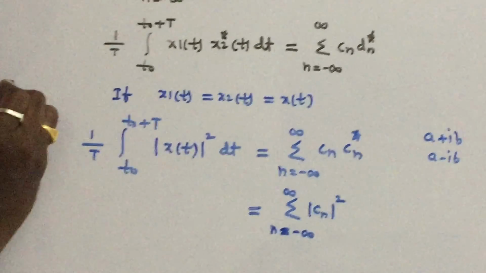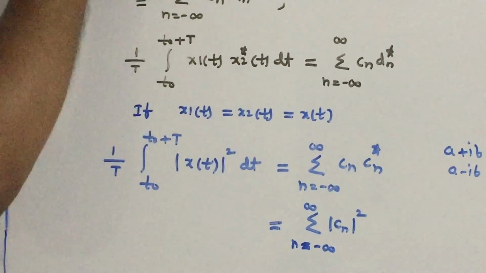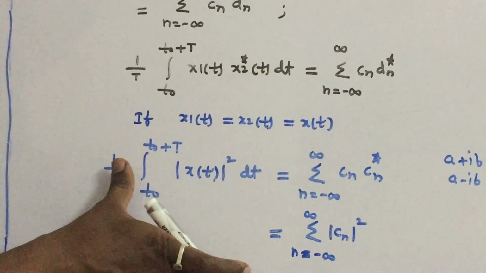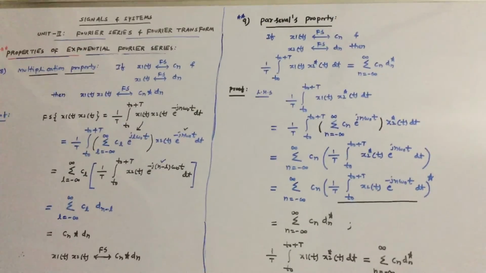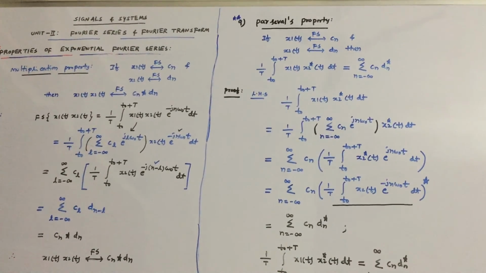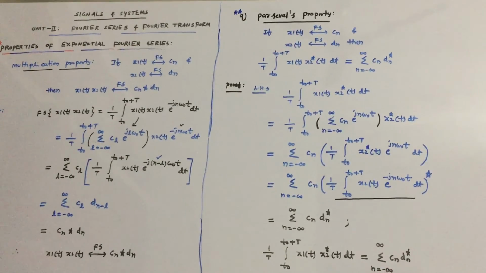So this is another part which is taken from the above property. This is what you have to rewrite about this very important article of Unit 2, properties of exponential Fourier series.